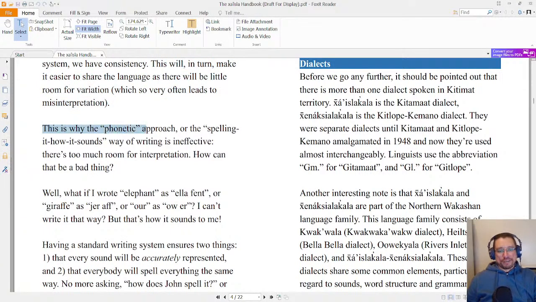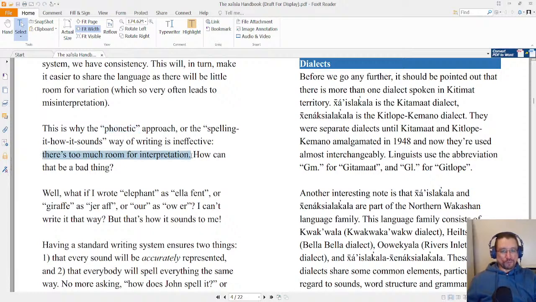This is why the "phonetic" approach, or spelling how it sounds way of writing, is ineffective. I put phonetic in quotes because it's actually not a phonetic writing system, it's phonic. It's where people try to write things the way it sounds to them, which might sound like a good way to go about it, but it creates more problems than it solves. It's ineffective. And this is the reason why, right here.